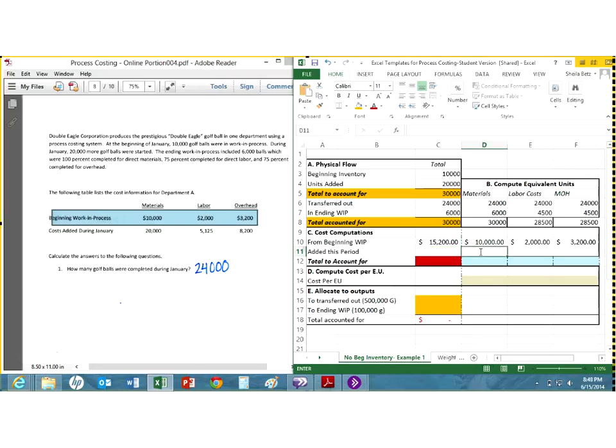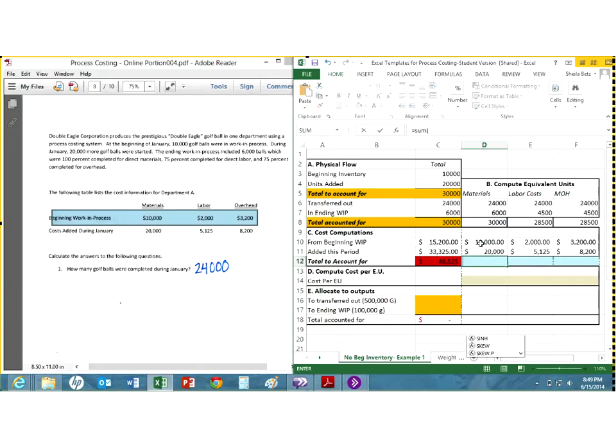Then cost added during the period: $20,000 of material, $5,125 of labor, and $8,200 of overhead. Once again, if I add those up, the total amount of cost we added came to $33,325. So the magic number, what we're trying to do here, is take $48,525 and divide it between the 24,000 golf balls that we completed and the 6,000 golf balls left in ending inventory. So we know how much money we have in both.